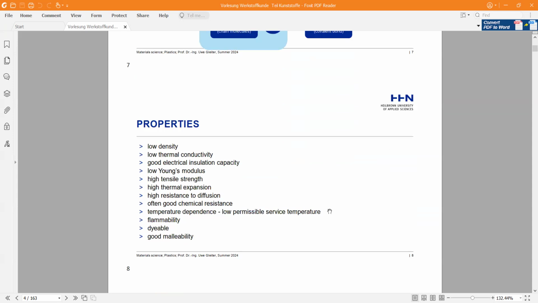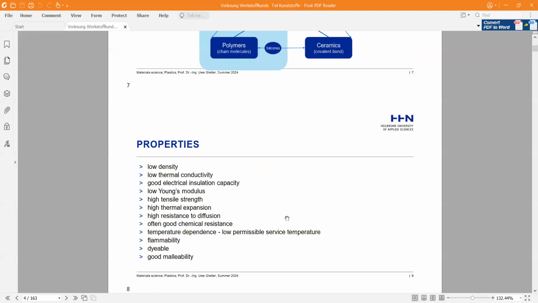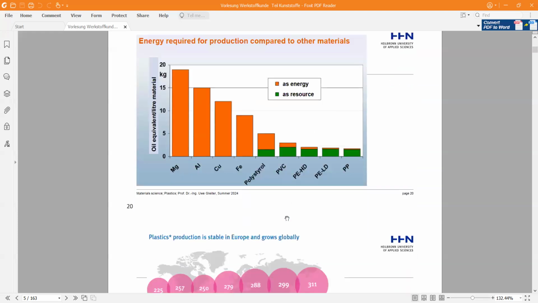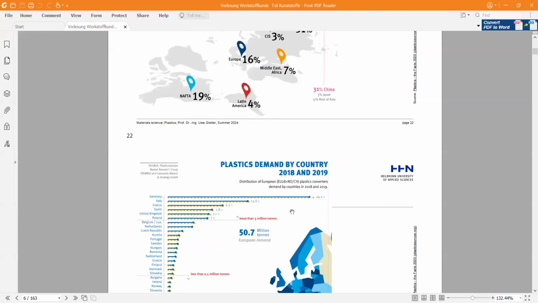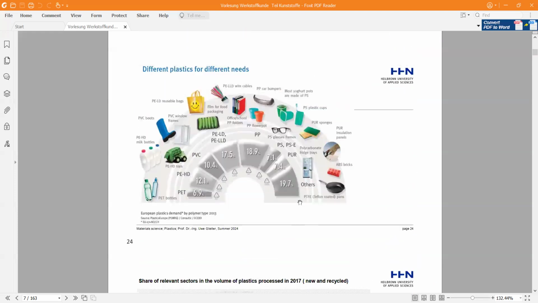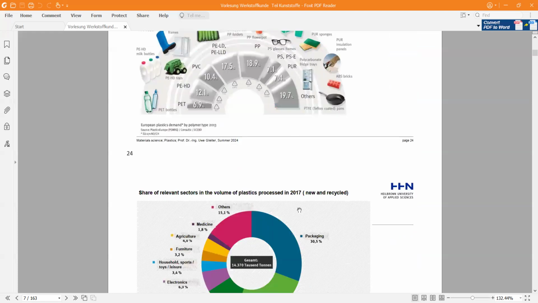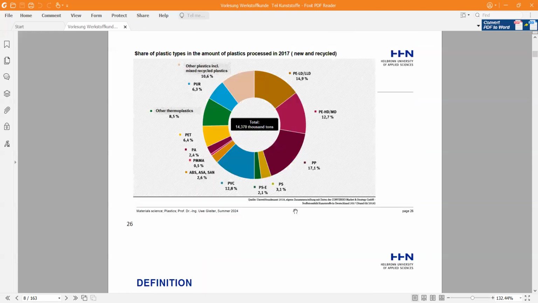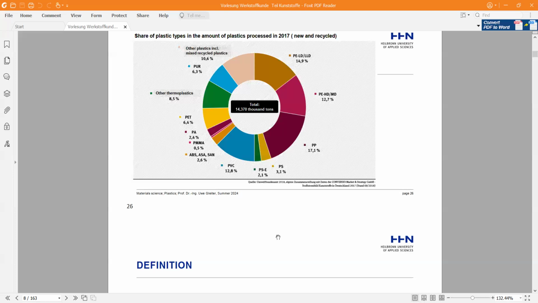Polymers are characterized by capacity, Young's modulus, tensile strength, thermal expansion, resistance to diffusion, good chemical resistance, temperature dependence, low miscible surface temperatures, durability, malleability. Here we have some statistics about polymers, because of production and content and types, but we will discuss it later in sections.